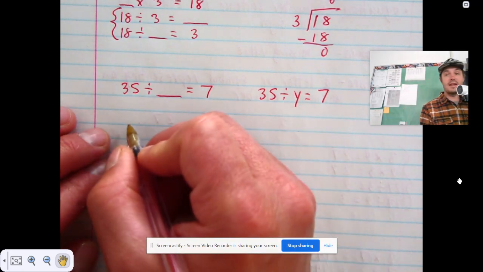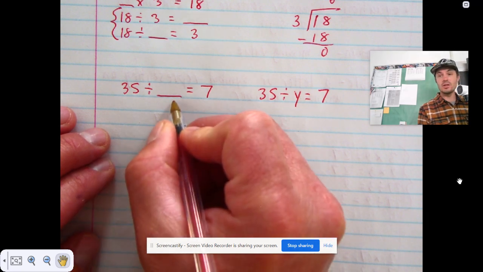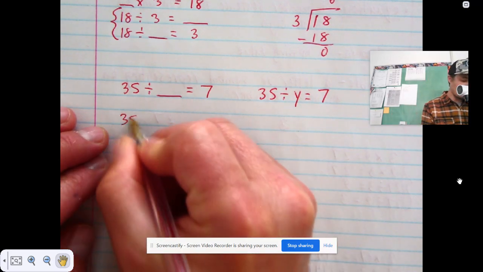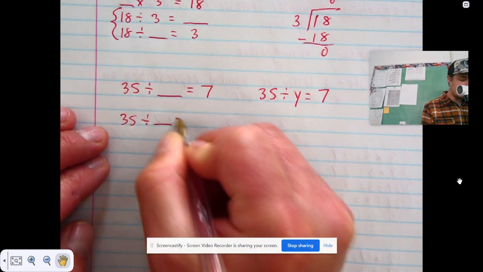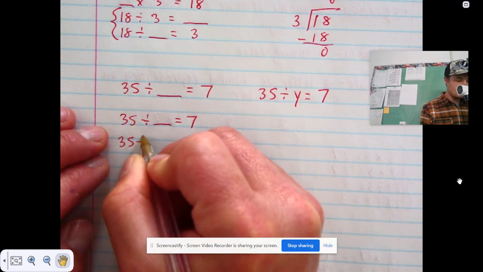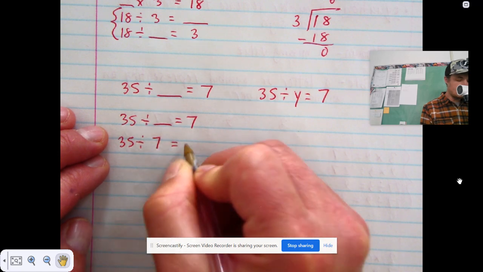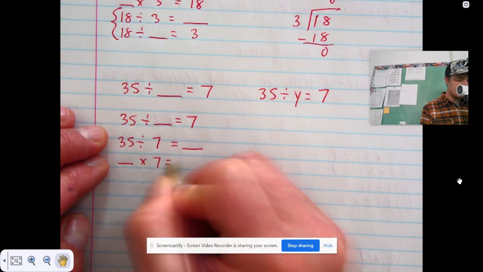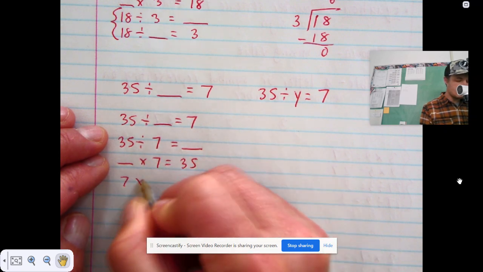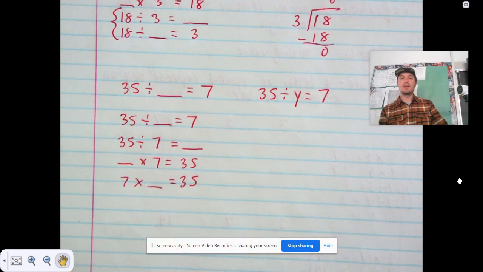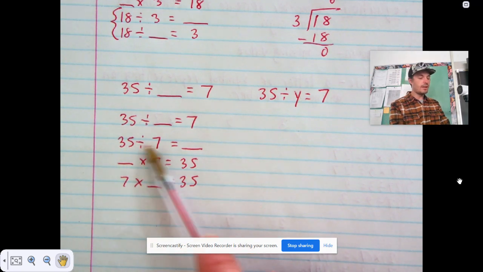Here's what I do. I make a fact family. I treat the blank as a number until I get the blank on the right side of the equal sign. 35 divided by blank equals 7. The 7 and the blank will just switch spots now. 35 divided by 7 equals blank. Okay? Blank times 7 equals 35. 7 times blank equals 35. Which one has the blank on the right side of the equal sign? This one. 35 divided by 7 equals blank.